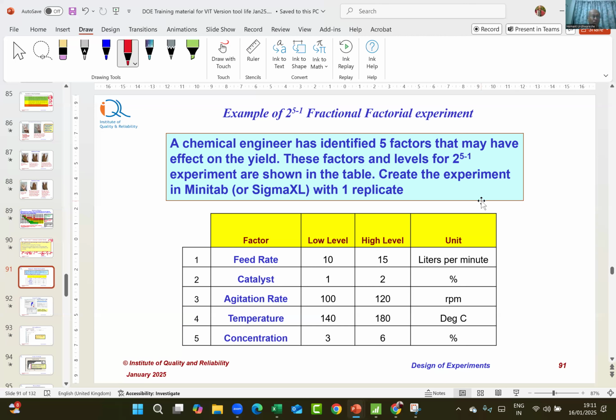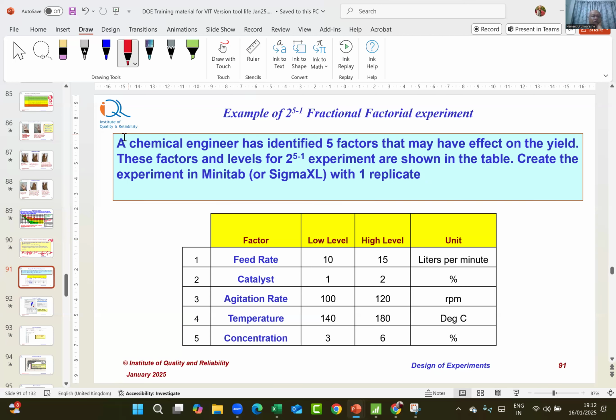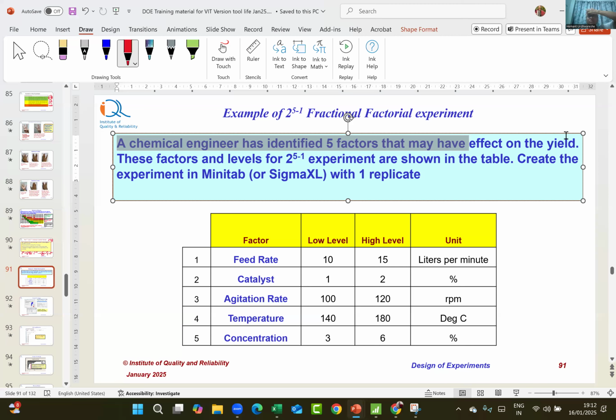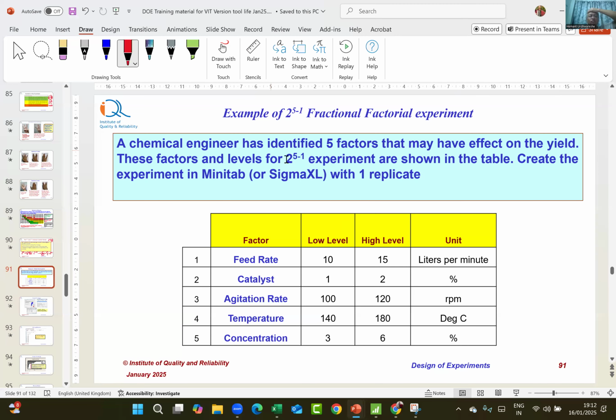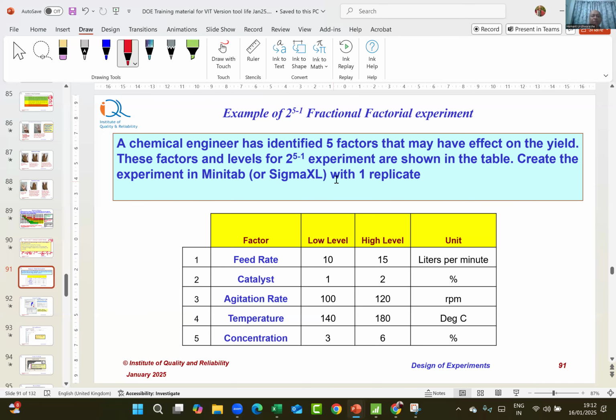And I will show you a few additional features that we didn't discuss yesterday, like residuals, predicted values, etc. Now this is an experiment in a chemical industry. A chemical engineer has identified 5 factors that may have an effect on yield. These factors and labels for the 2 to the power 5 minus 1 experiment are shown in the table. Create an experiment in Minitab with a single replicate. You can use Sigma Excel also or any other, but you can create this. So there are 5 factors and you are using a 2 to the power 5 minus 1 design.